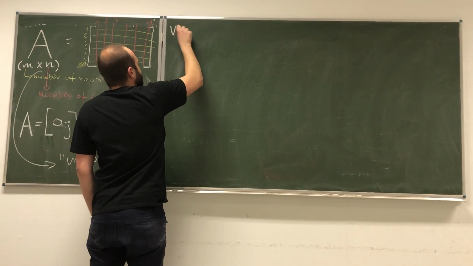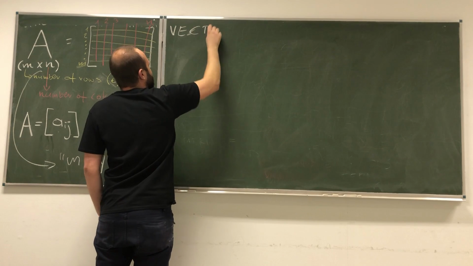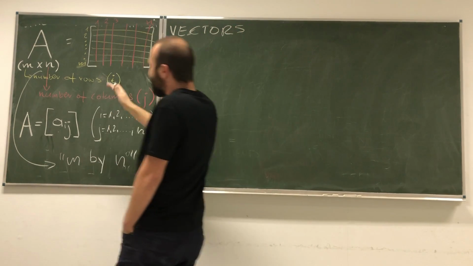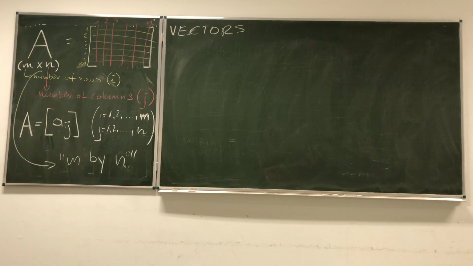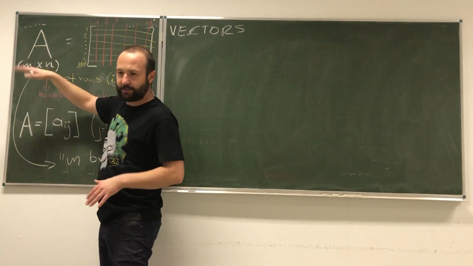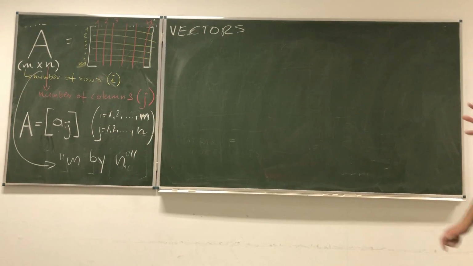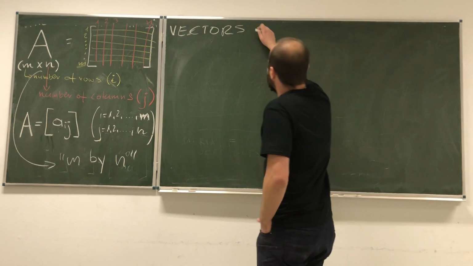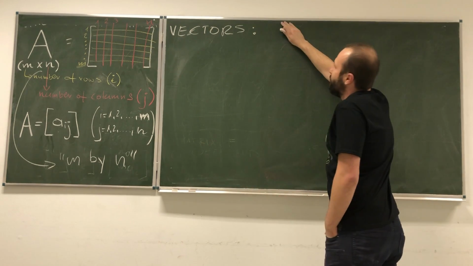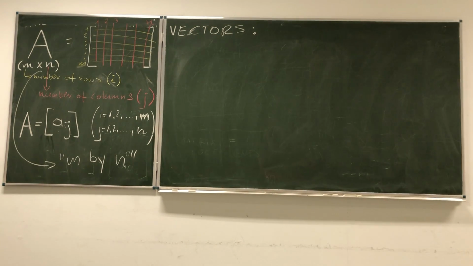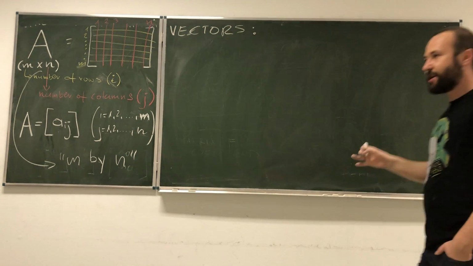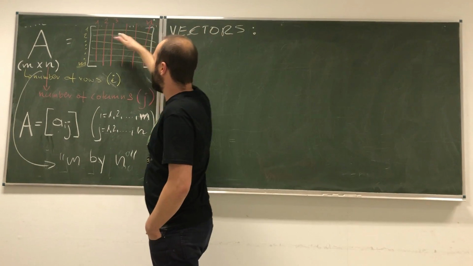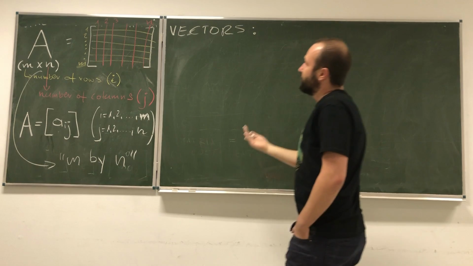So, vectors, unlike matrices, because matrices we will be denoting with capital letters, A, B, and so forth. Vectors, on the other hand, we will be denoting by lowercase letters, like x, v, u. Now, what is a vector? Vector is a type of matrix in which one of the dimensions, so either number of columns or number of rows, is equal to 1.